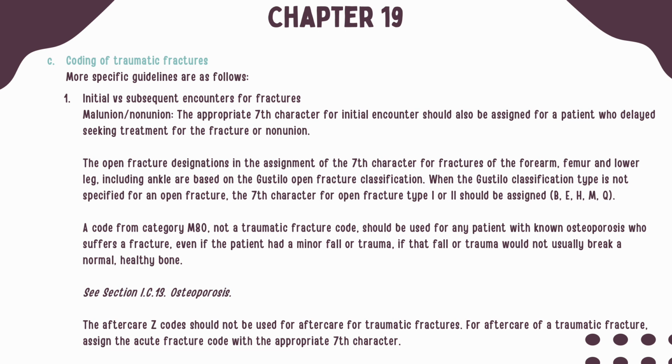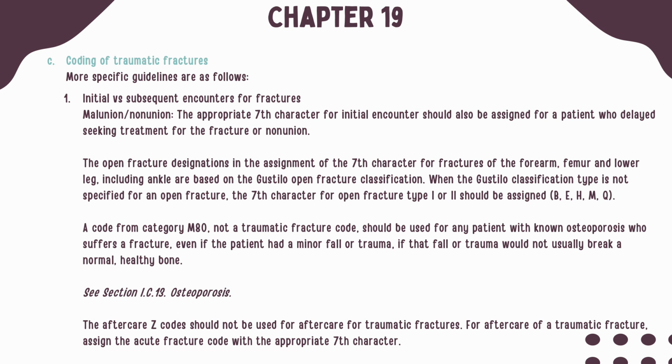When a patient delays seeking treatment for the fracture or non-union and a malunion or non-union is present, you should assign the 7th character for the initial encounter. When a fracture is open, 7th character assignment for the fracture on the forearm, femur, or lower leg are based on the Gustilo open fracture classification. When the fracture is present on any other body part, the 7th character for open fracture type 1 or type 2 should be assigned. These are represented by 7th characters B, E, H, M, and Q.